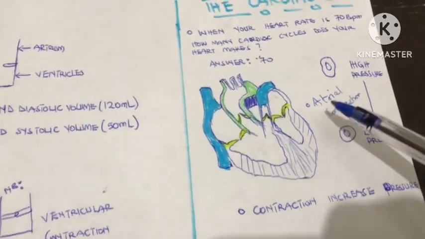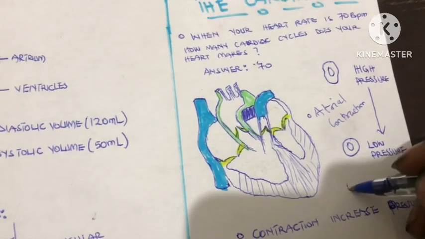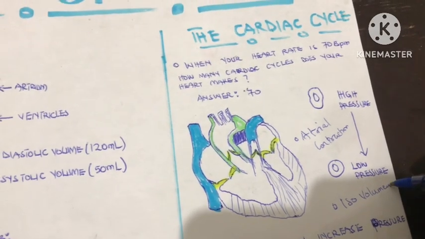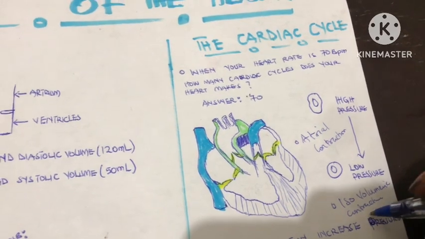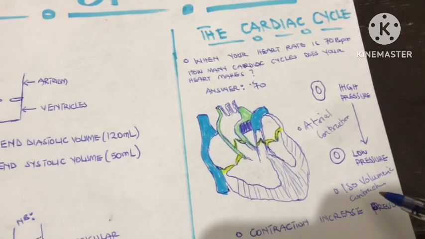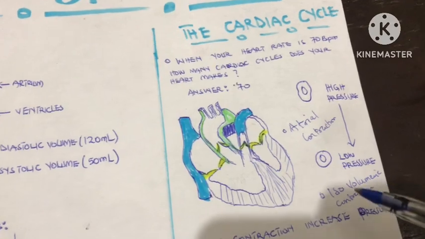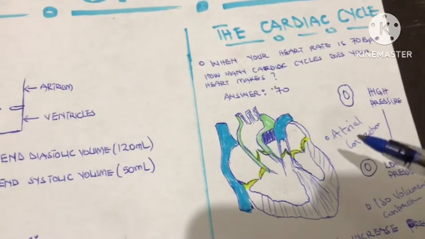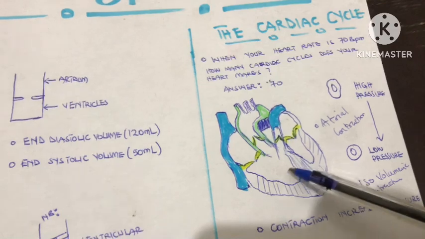Yes. So after the atrial contraction, the next phase I'll talk about is called the isovolumetric contraction of the ventricles. So the isovolumetric contraction of the ventricles. During the isovolumetric contraction of the ventricles, the ventricular walls actually contract slowly. They contract slowly.